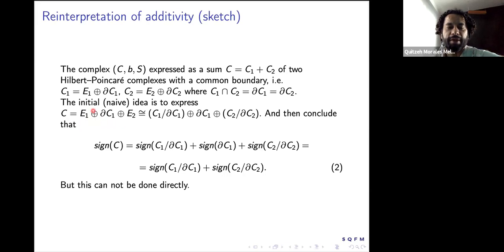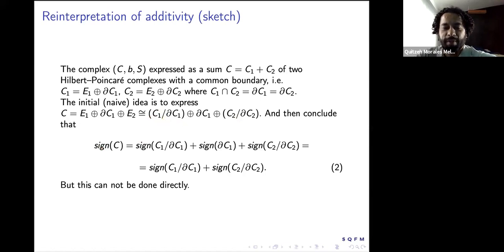Then one notes that taking the quotient eliminates EC1, and so E1 and E2 are actually these complexes, the complex with boundary, but with quotient by the boundary. So those are the complexes used for computing the signature in the case of manifolds with boundary.